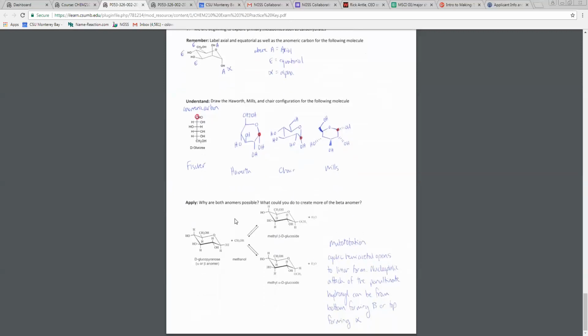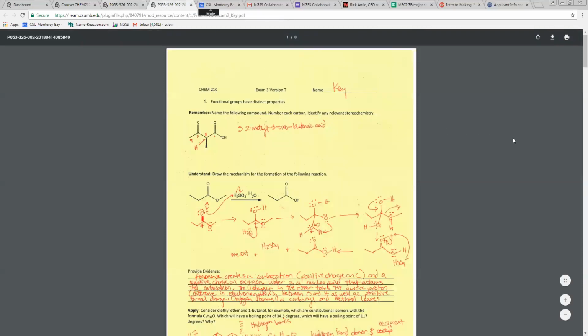Why are both anomers possible? Well, they're possible because of mutarotation. A cyclic hemiacetal can open to the linear form and then reclose again in the opposite direction. Remember, if it's up, that's beta. If it's down, that's alpha.